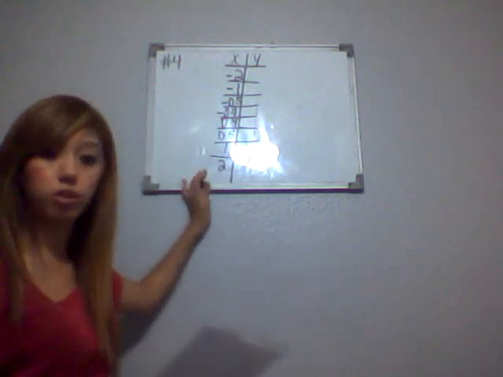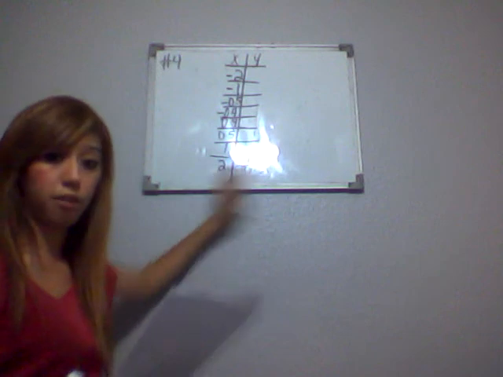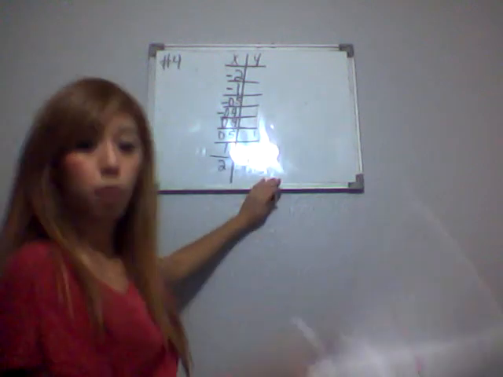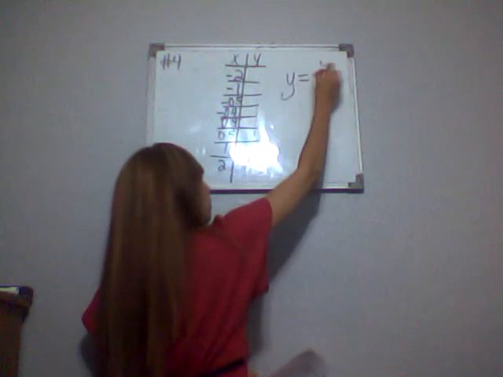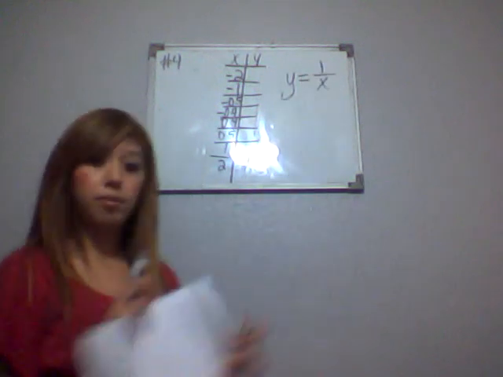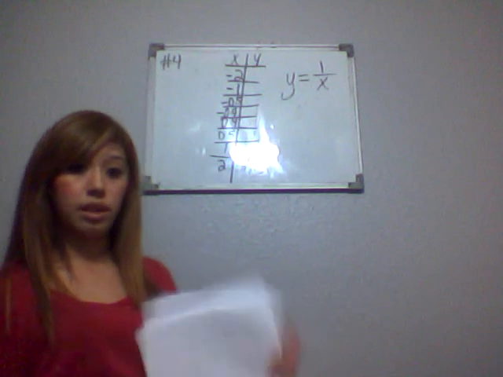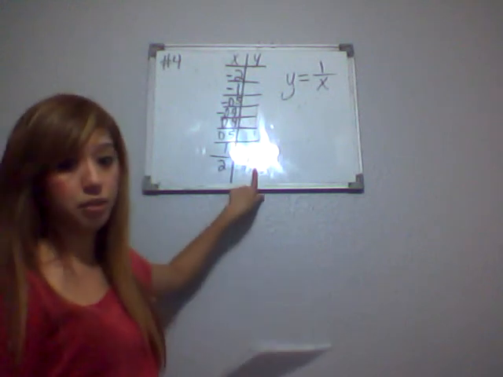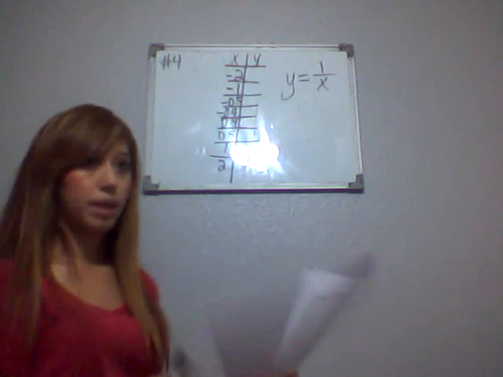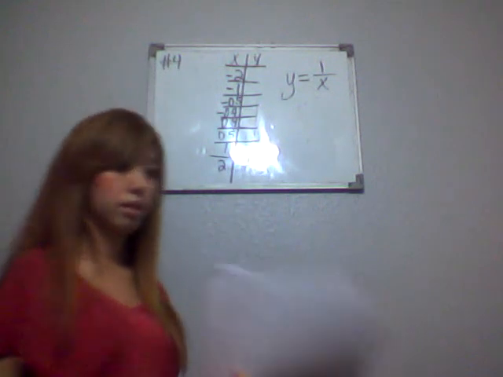And these points, you're going to input them on your function table once you place y equals 1 over x in your calculator. And then go ahead and place these values, and it should give you the y values. Okay? Go ahead and do that.